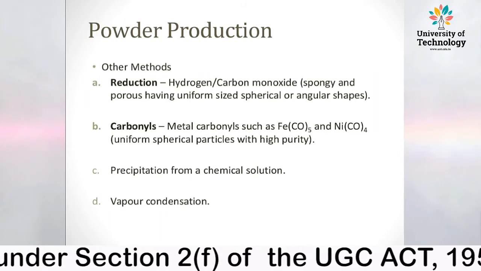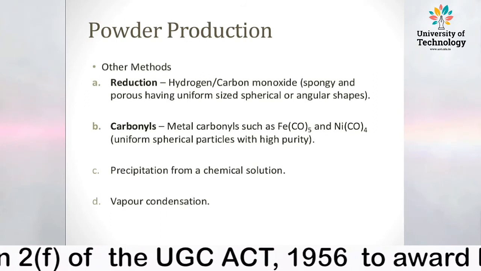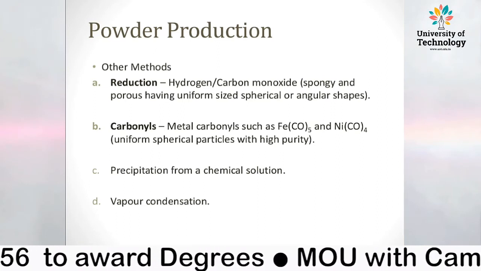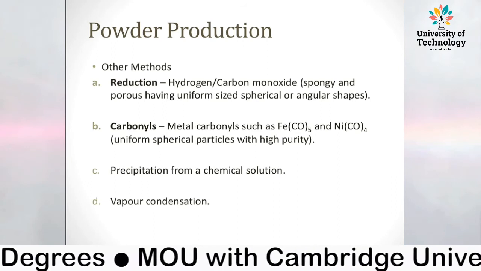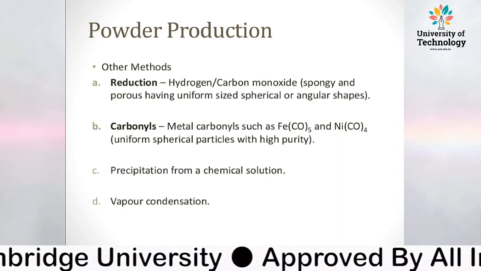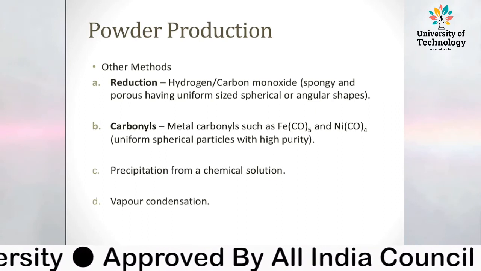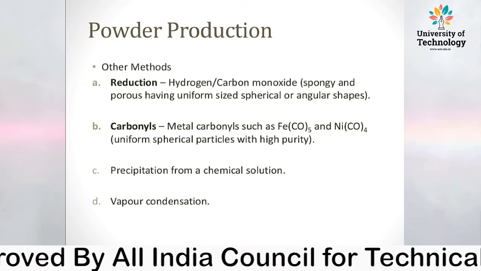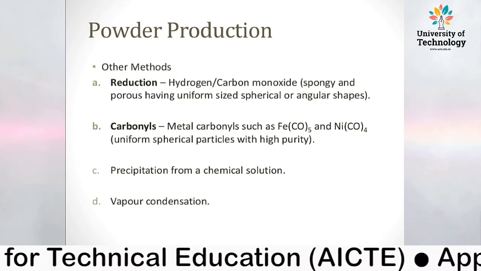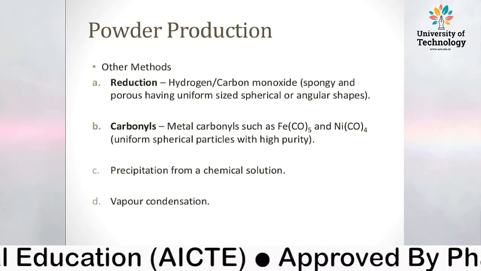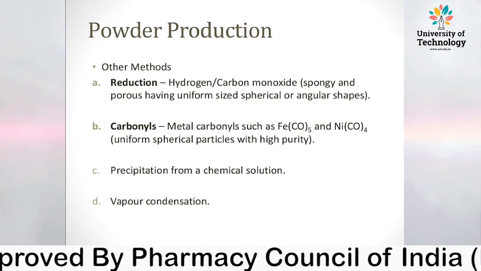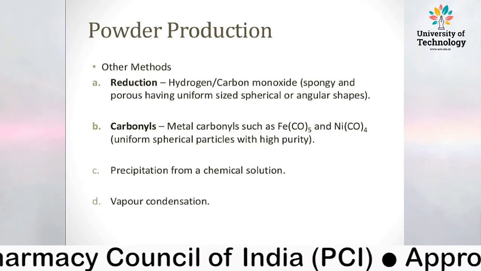Here are various other methods of powder production. Reduction methods. In this method, hydrogen, carbon monoxide are used, and spongy and porous metal particles of uniform size, spherical or angular shapes, are produced by this reduction method. Carbonyls. In this method, metal carbonyls such as ferrous carbonyls and nickel carbonyls produce uniform spherical particles with high purity.